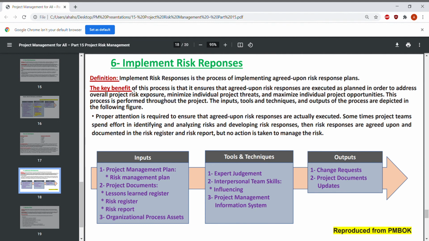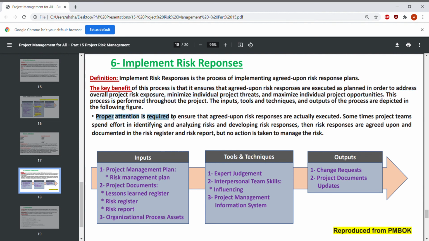responses. The key benefit of this process is that it ensures that agreed upon risk responses are executed as planned in order to address overall project risk exposure and minimize individual project threats and maximize individual project opportunities.